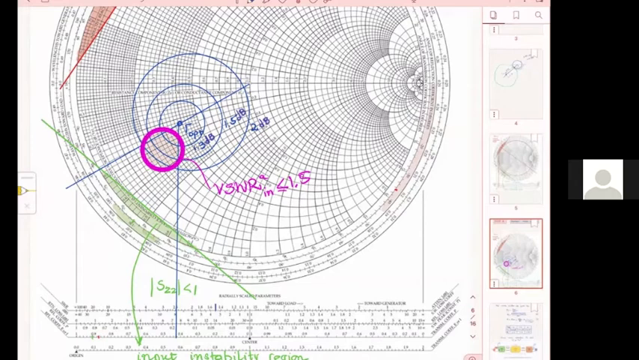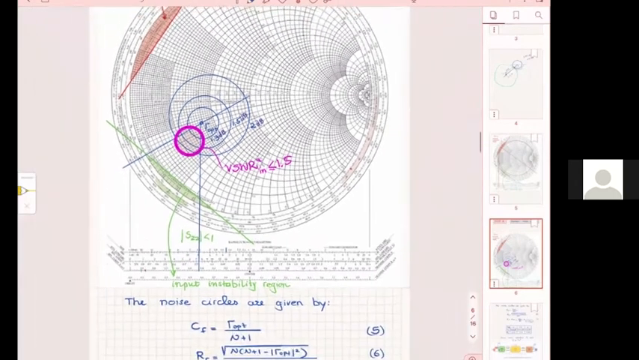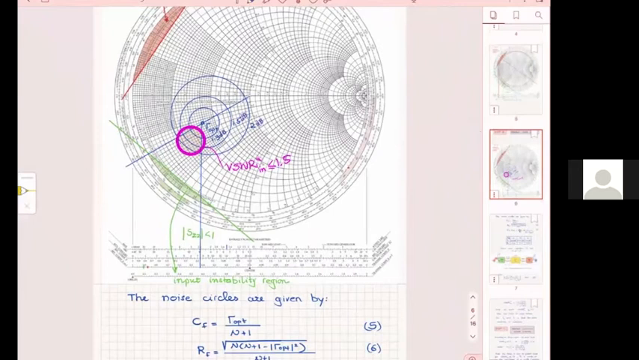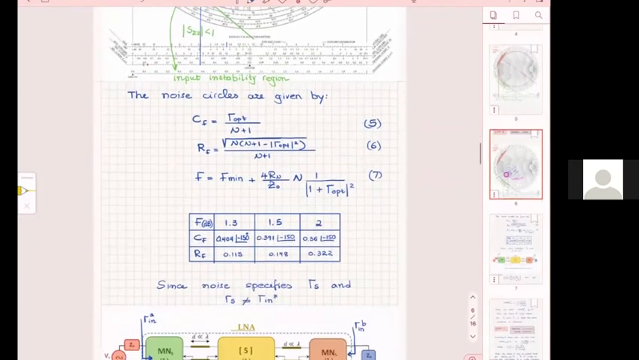And from experience, and usually from the requirements of the system, people told you that 1.5 dB is good. If you can create a system that has a noise figure of 1.5 dB, then I think you're perfect. So that's why I keep my eyes on the 1.5 dB circle. Okay, any questions so far before I continue?